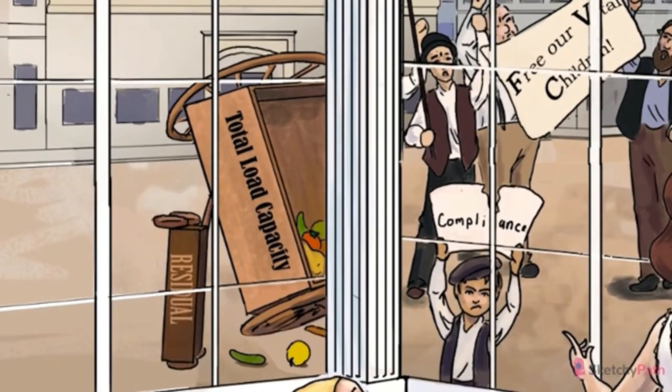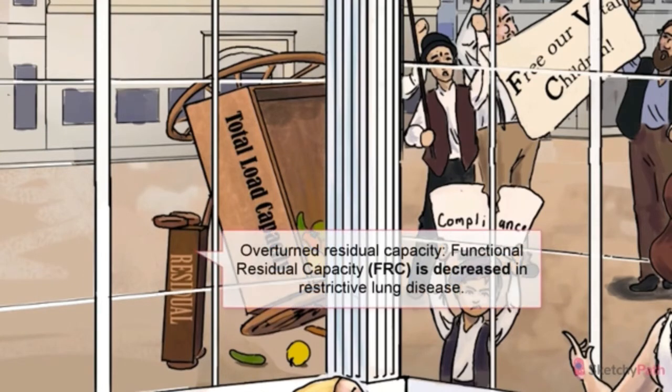The last value I want to mention is functional residual capacity, or FRC. FRC is the volume of air that is present in the lungs left over after a normal exhale, not a forced exhale. Just your normal exhale, like what you're doing right now.